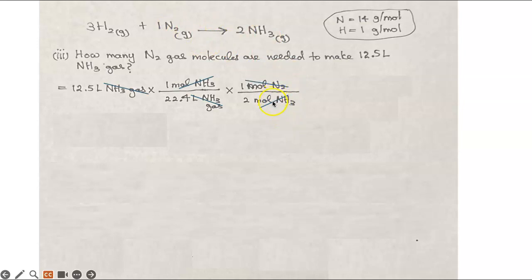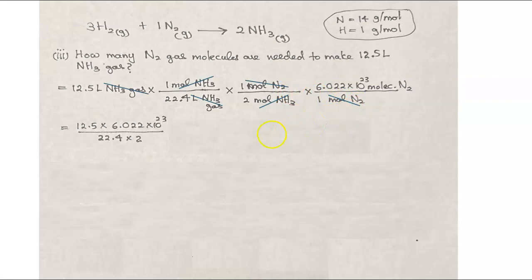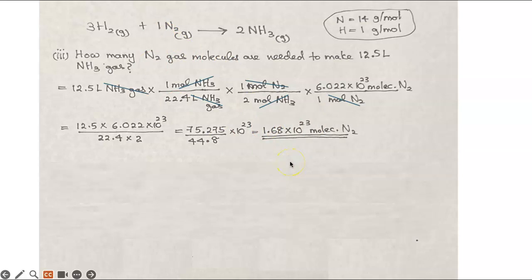You're going to put moles of ammonia and moles of nitrogen on top. And then you have to go to molecules. So you're going to convert moles of nitrogen into molecules. 1 mole nitrogen is equal to 6.022 times 10 to the 23 molecules. And the nitrogen moles cancel out. You fish out the numbers on the top, and this is what you get. And the answer is 1.68 times 10 to the 23 molecules of nitrogen.